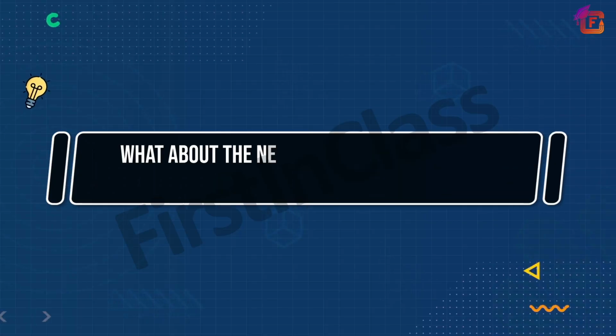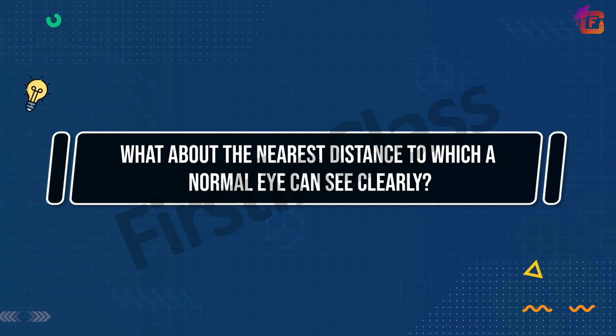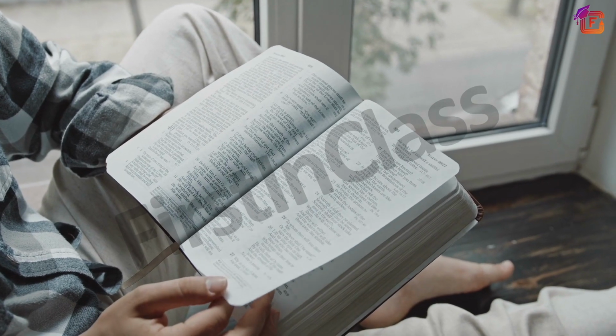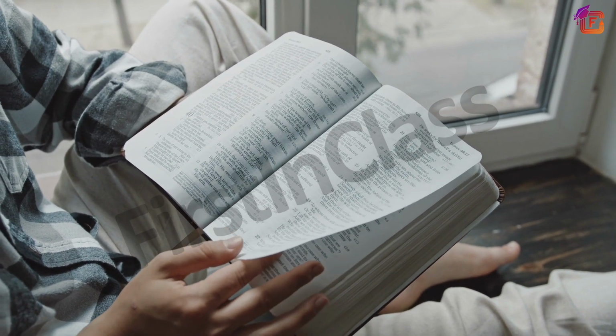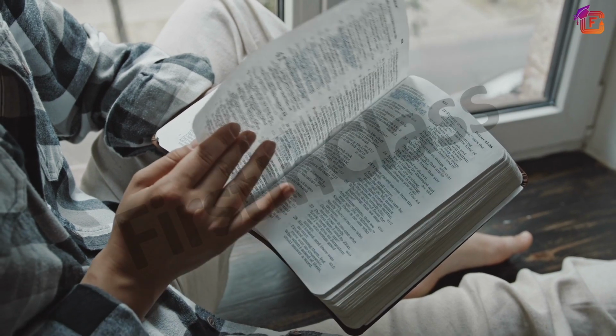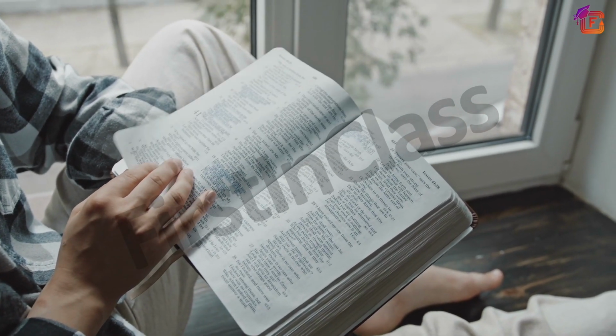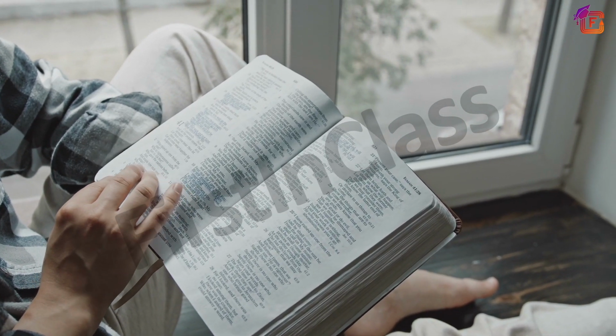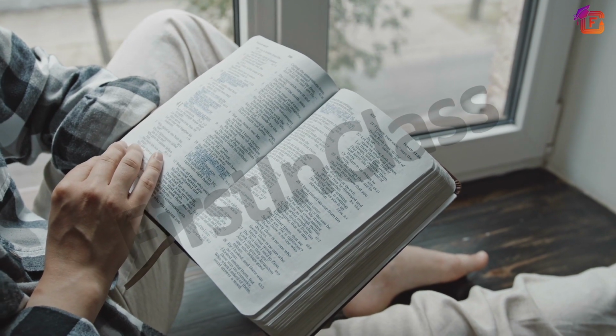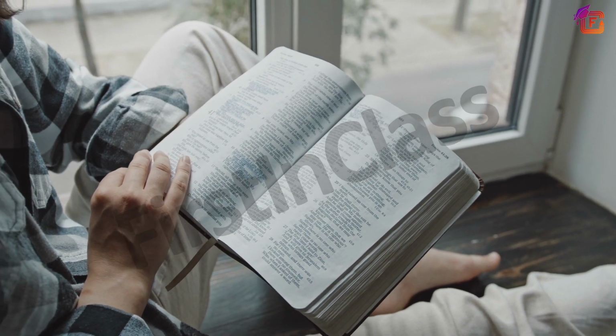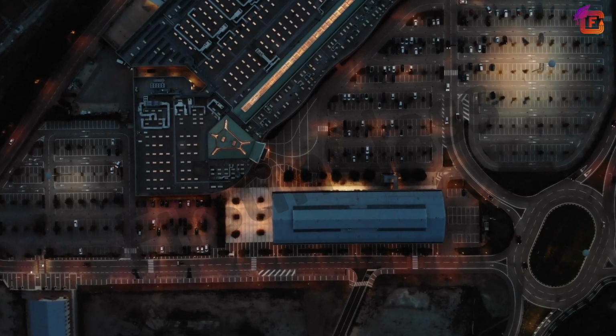But what about the nearest distance to which a normal eye can see clearly? Let's try to find out with a simple activity. Take a book and try to read the letters printed on it. Now bring the book closer and try to read it. After a certain distance, you will observe that the letters printed on the book start fading, or you will feel a strain on your eye.